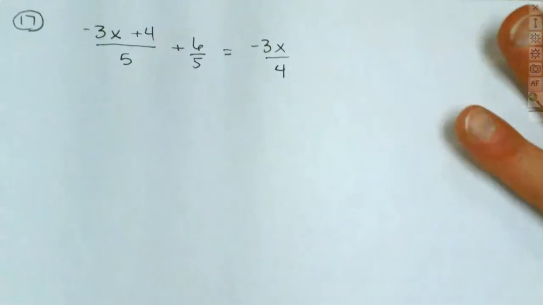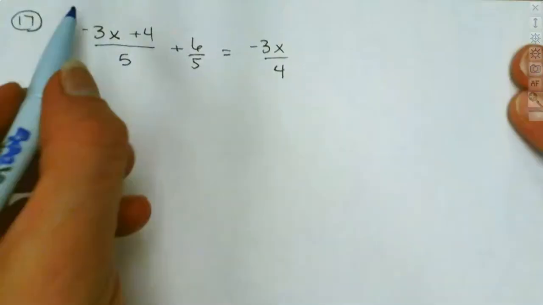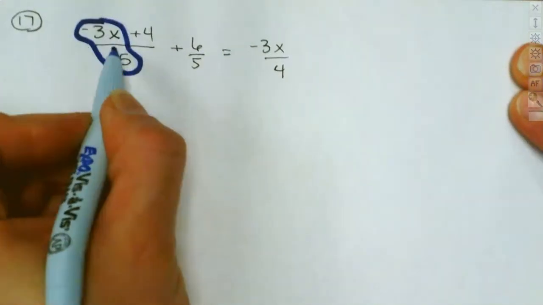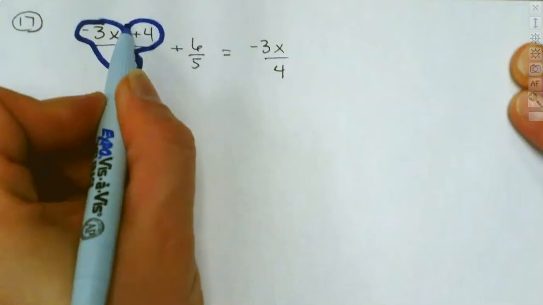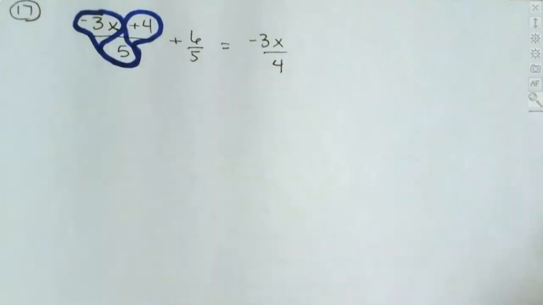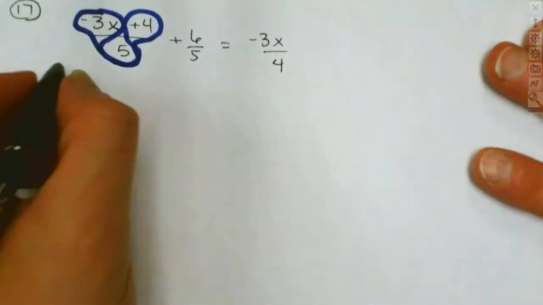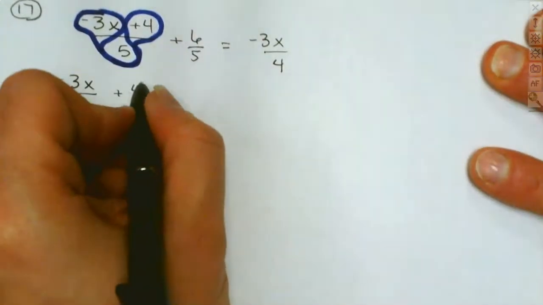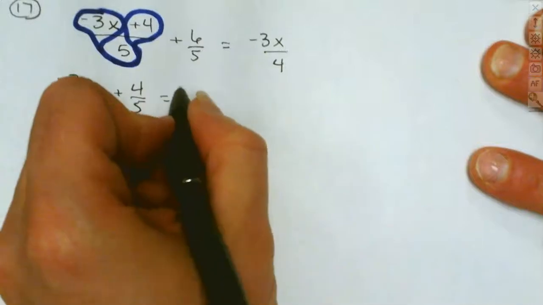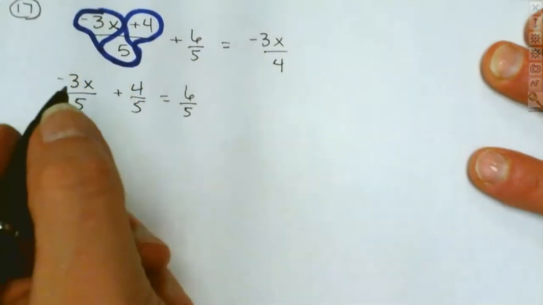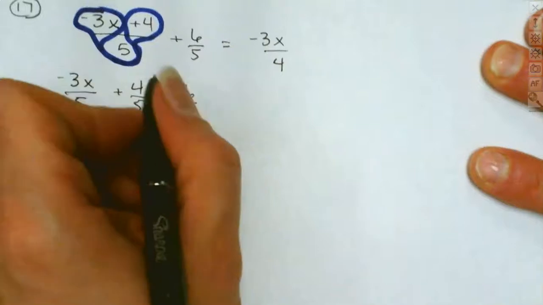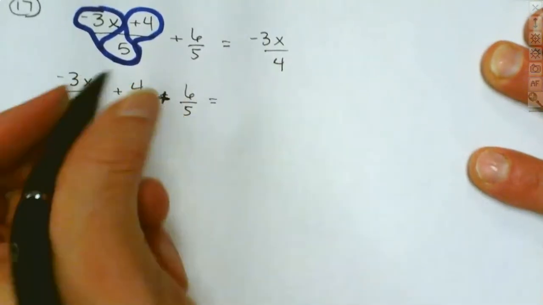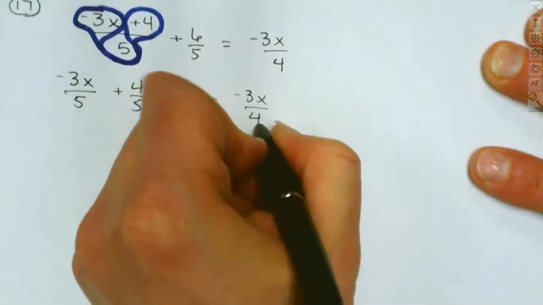When we want to clear out fractions, we're going to make individual fractions. So this one right now is two fractions put together. So we're going to split it out into the two separate parts. So take that one single fraction bar and split it out into 3x over 5 plus 4 over 5 equals 6 over 5. Oh, wait, we have a plus there, not an equal sign. Sorry about that. So that's going to be a plus there. Okay, and then the other side is a minus 3x over 4.